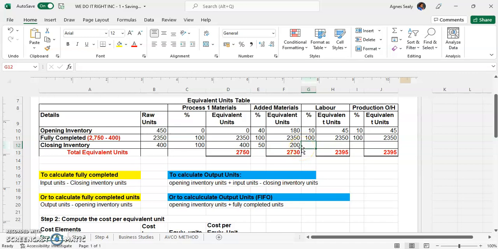We already established that they still need 40% of the labor and production overhead to complete, which means that they already have 60% of the labor and the production overhead in these 400 units. So that would be 400 times 60%, 240 equivalent units. And obviously for production overhead it will be the same thing. Calculation error here.